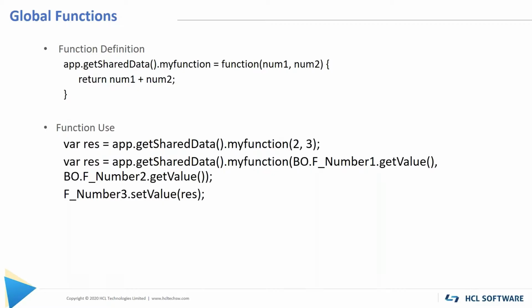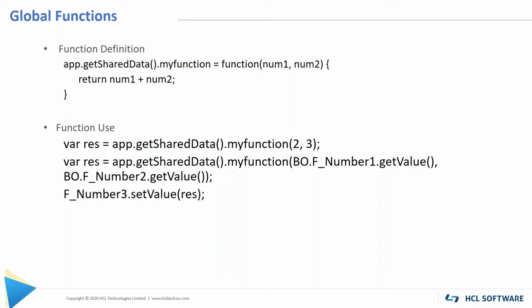So global functions, very similarly, we have the global function defined here. We define what that function is going to be called on the left side. On the right side, we're defining that it's a function with 2 parameters. And then I do whatever that function is supposed to do. And then below, you can see I'm using that function in a variety of ways.